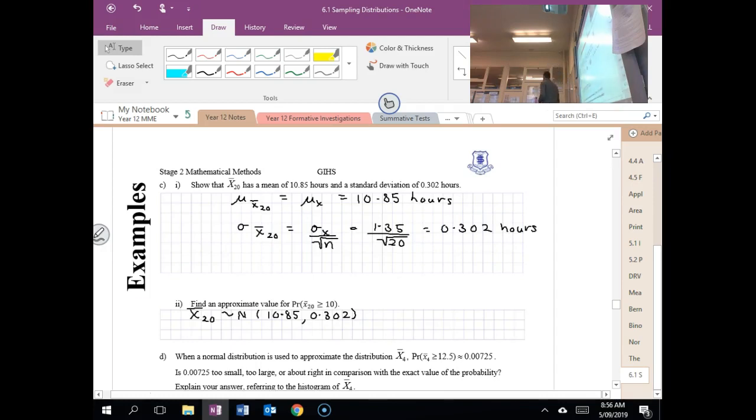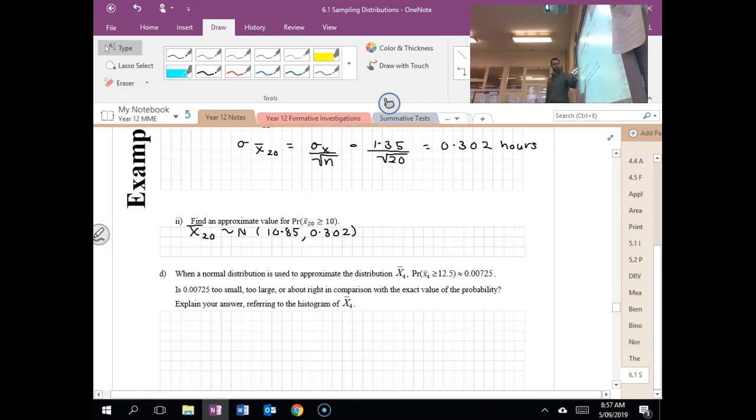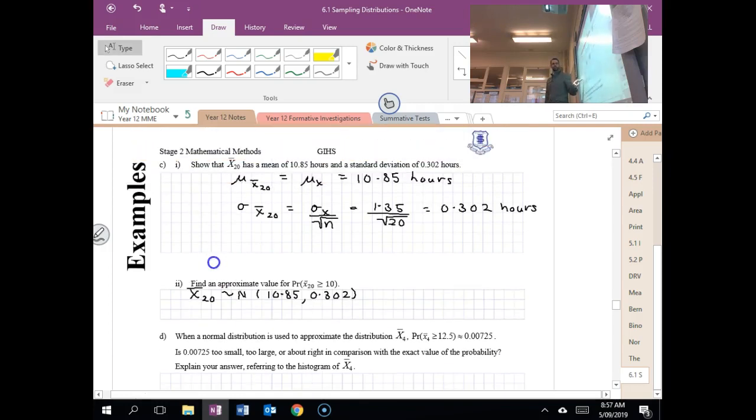If you were unable to complete the previous question, you can still do this question. They've given you the key results that you need down here. So even though you may not be able to find the mean or the standard deviation, you can still find this probability because you've been given the key results from here.